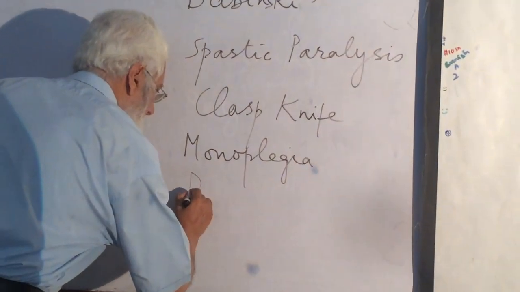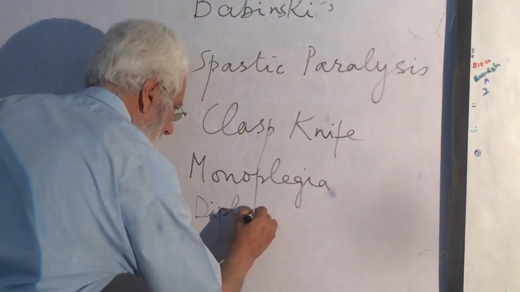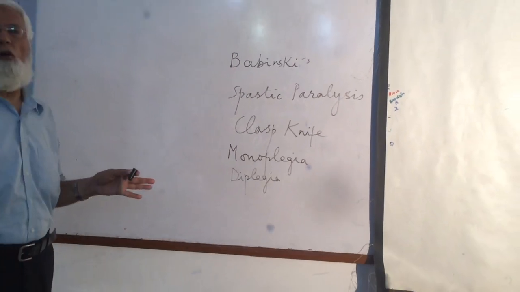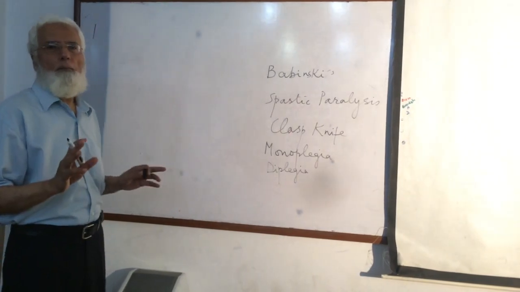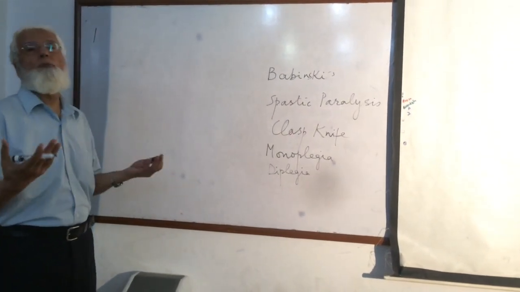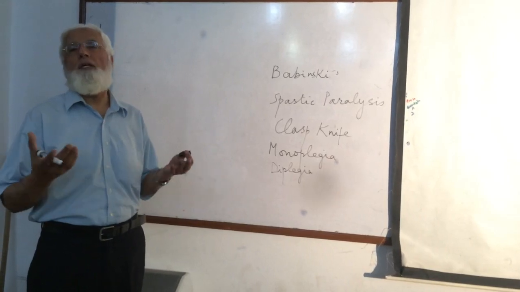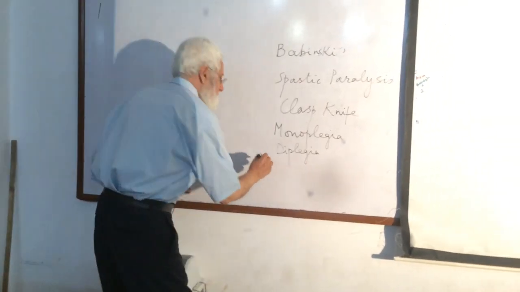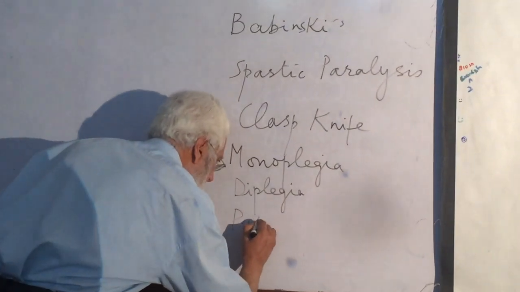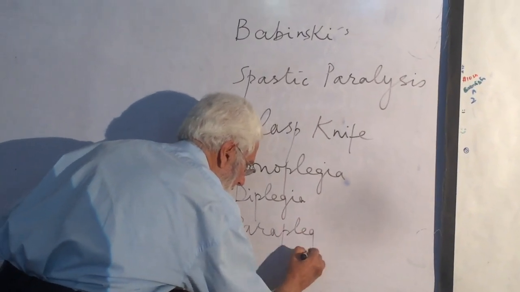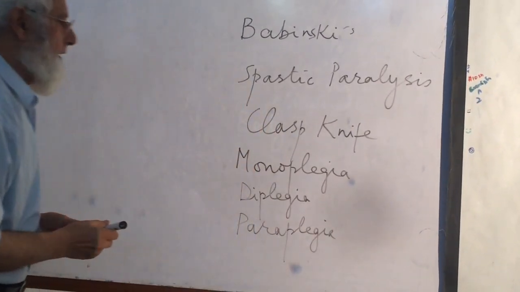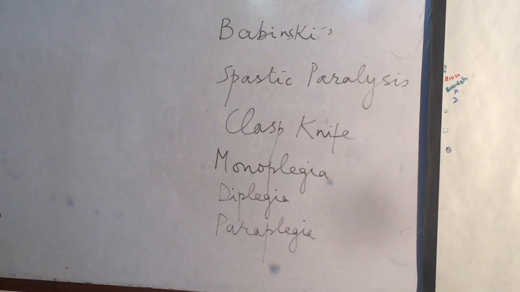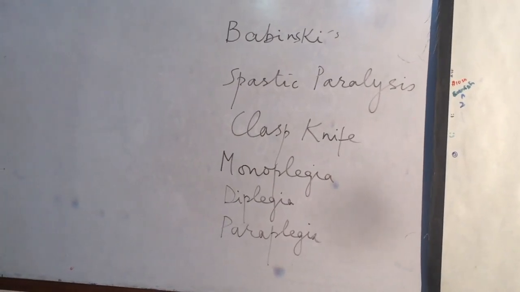Diplegia, when two corresponding limbs are paralyzed, say two arms are paralyzed or two legs are paralyzed. Now when two legs are paralyzed, it is called paraplegia.